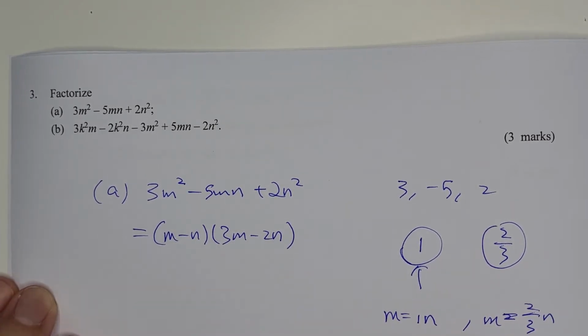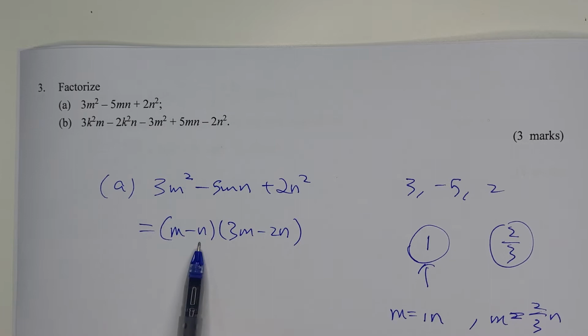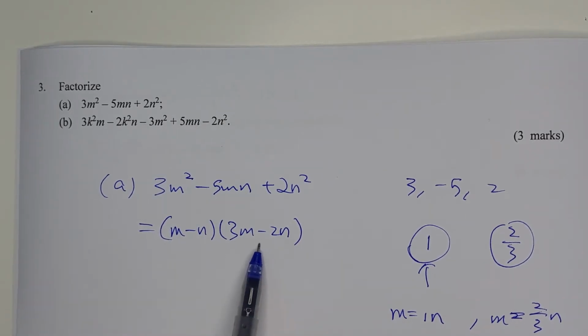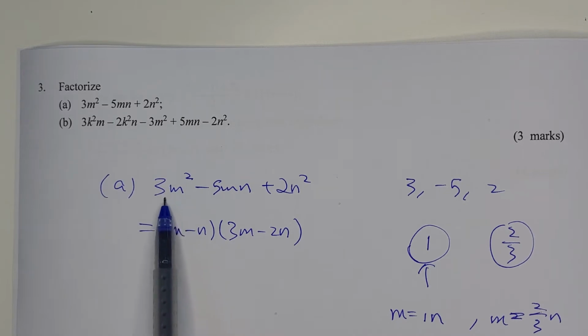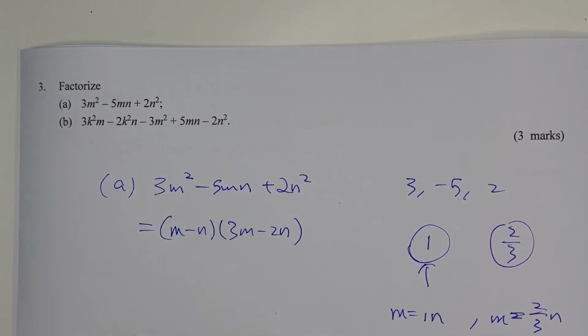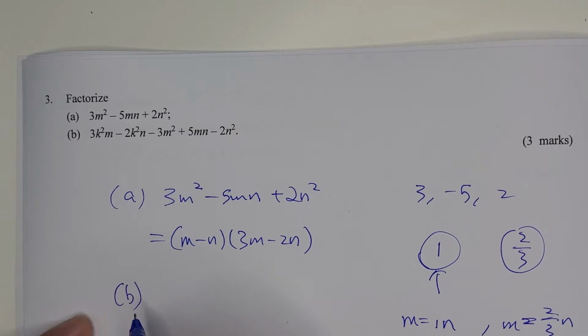Okay, that's the answer. Some of you forgot to write down n. You just wrote m minus 1 bracket 3m minus 2. That's not correct. You need to pay attention. Here, there are 2 variables. And move to part B.